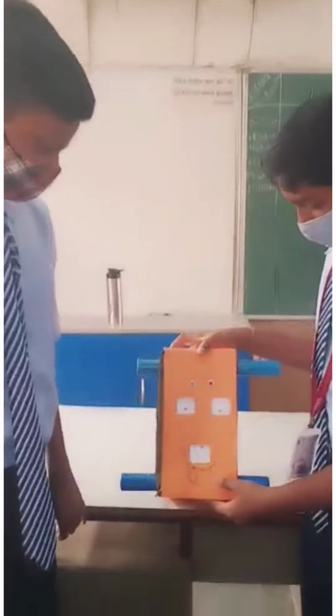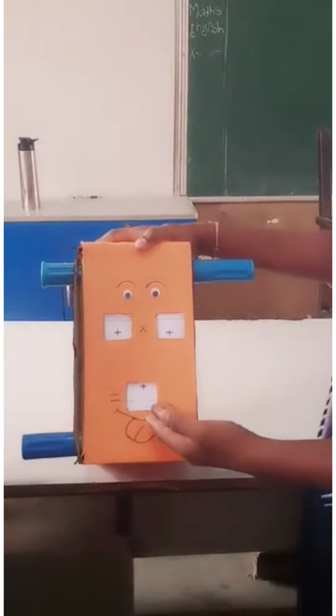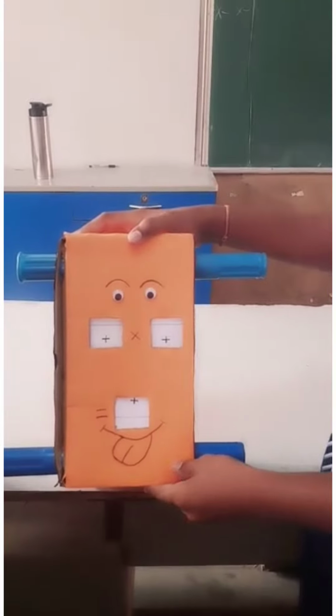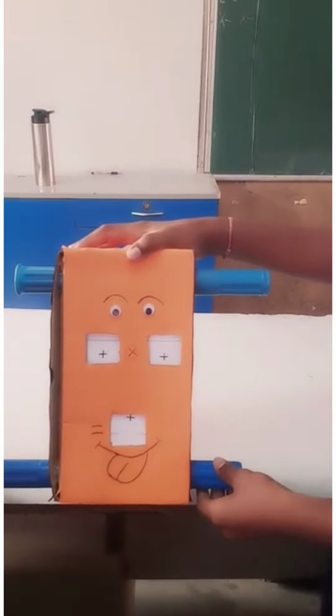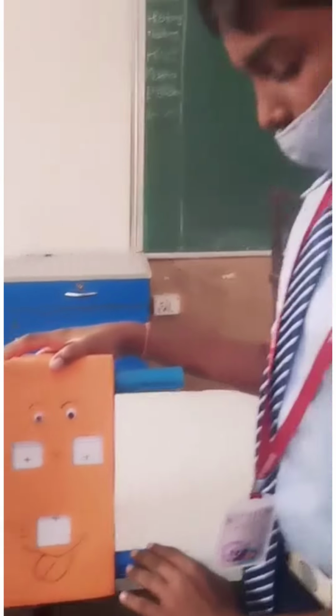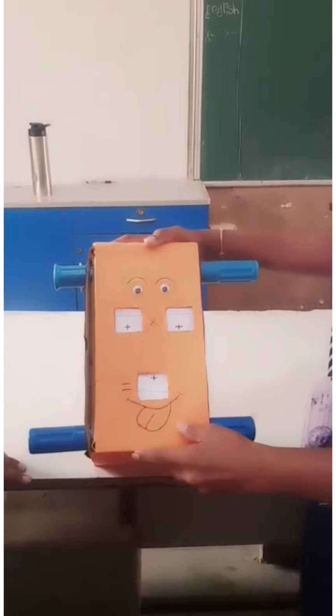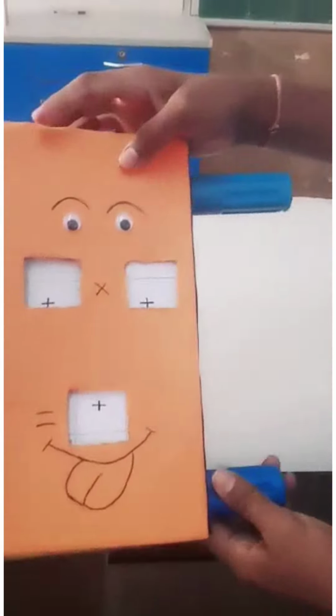The project name is multiplication of numbers. First we take a box and make 3 square holes. Afterward we cut craft paper and stick it on the box. Afterwards we make 4 holes, and then we take 2 pipes and push them into the circle hole. And we make the chart and stick it on the pipes, and it's rotating.